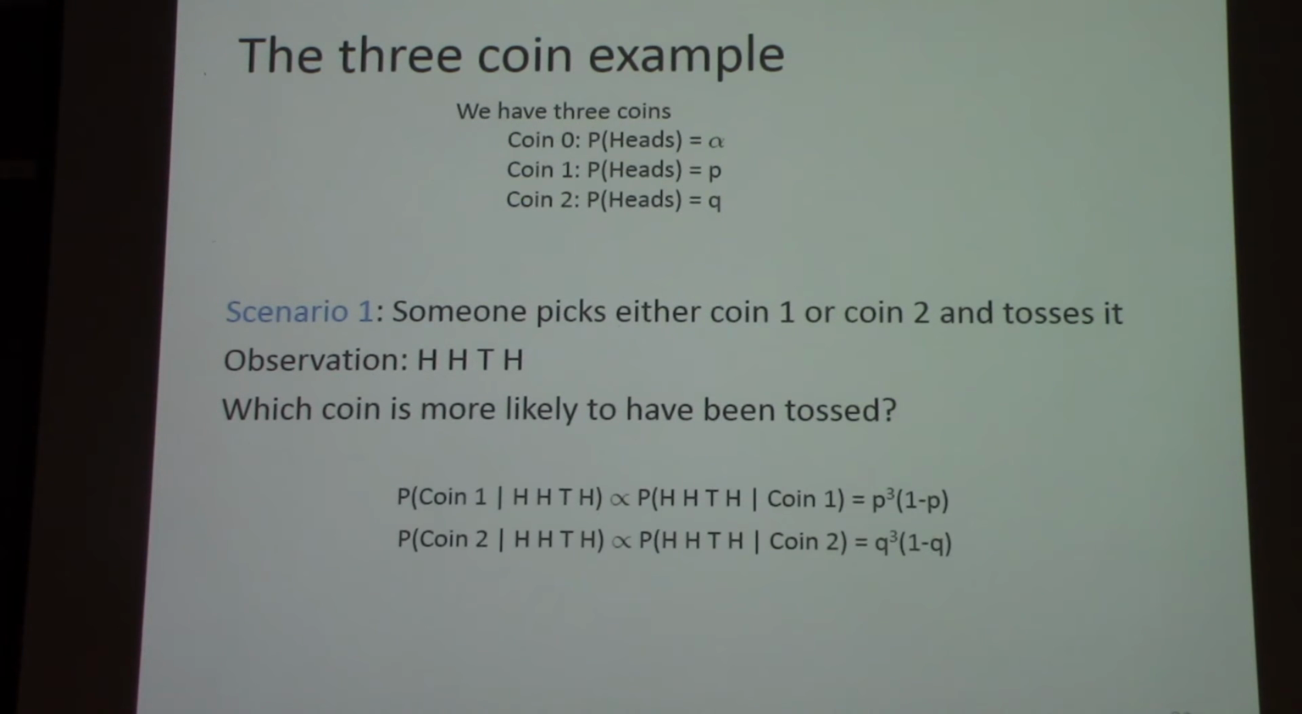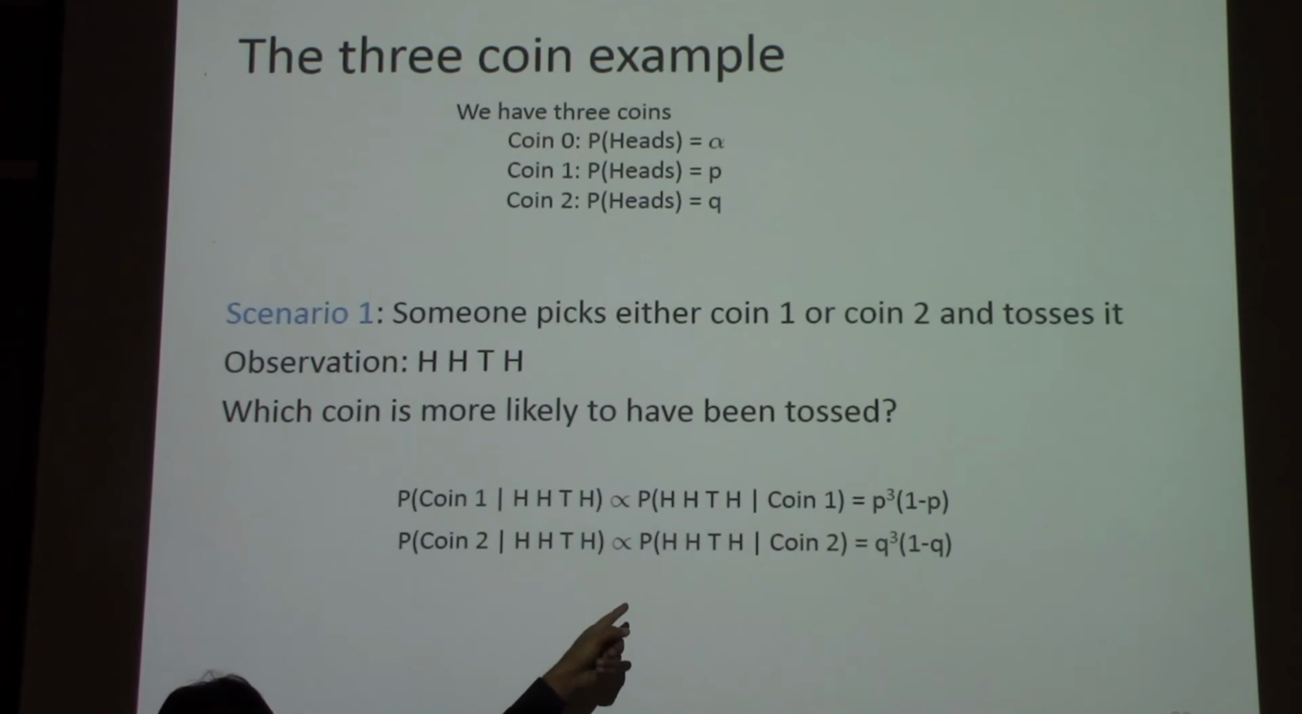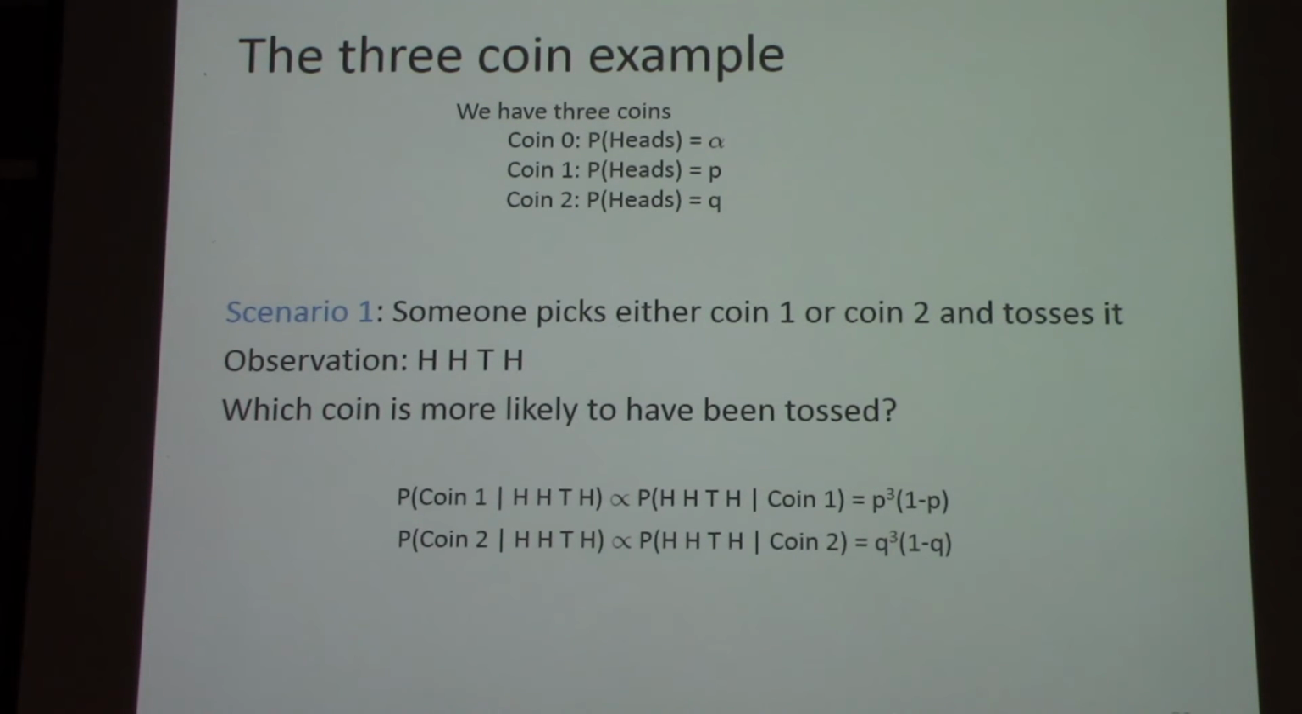I can ask the following question. The object that I care about is the probability that the coin was 1 or 2 given the observation, the posterior probability of the coin given the observation. And I know by Bayes' rule that this is proportional to the likelihood, assuming that the choice of 1 and 2 is even. And I know also the values of P and Q. So the posterior probability of coin 1 is proportional to P cubed times 1 minus P. The posterior probability of coin 2 is proportional to Q cubed times 1 minus Q. I know these values, so I can just compute them, and whichever one is higher is more likely to be tossed. Right?